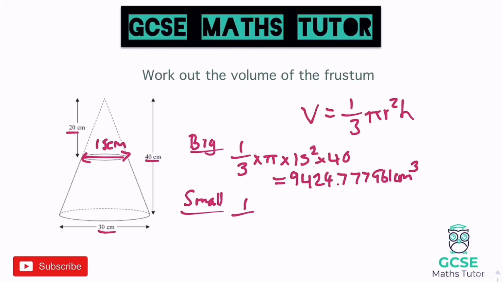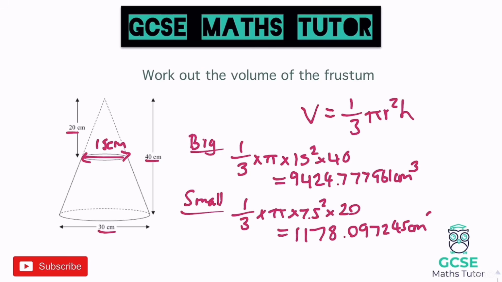Now for the small cone on top, we can work out the volume of that as well. So it's 1/3 times pi times the radius squared, careful, so it's half of 15, so 7.5 squared, and times that by the height of that cone, which is 20. And that gives us a volume. So 1/3 multiplied by pi multiplied by 7.5 squared times 20. Again, I could leave it in terms of pi, but it's 1178.097245, and again that's centimetre cubed.